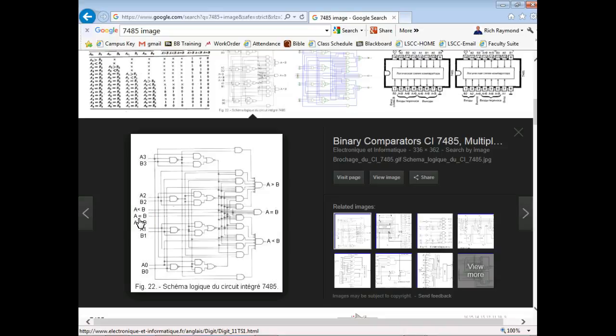So instead of comparing two 4-bit numbers, we could compare 8-bit numbers, 16-bit numbers, 12-bit numbers. All we have to do is go in groups of 4s, and we take the output of one and feed it into the next one, right? You understand? So yeah, it's a pretty neat IC.